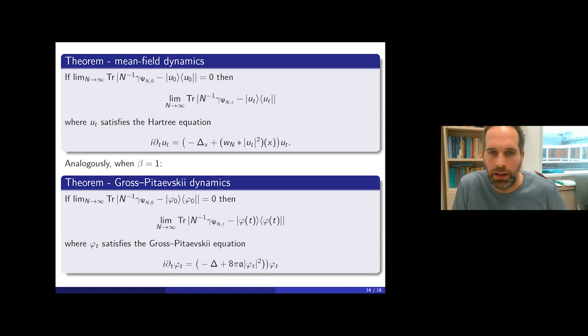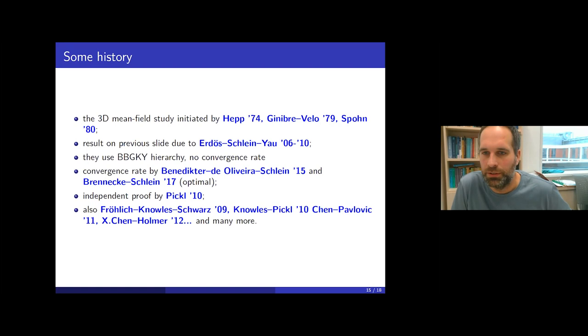Okay, and the study of the dynamics is also very old. It had its first results in the 70s. And I would say one of the most influential papers was by Spohn, because Spohn introduced the BBGKY hierarchy to this quantum setup. And those results about the Gross-Pitaevskii dynamics that were obtained by Erdős, Schlein and Yau, let's say 15 years ago, used the BBGKY hierarchy, okay? And they had no convergence rate.